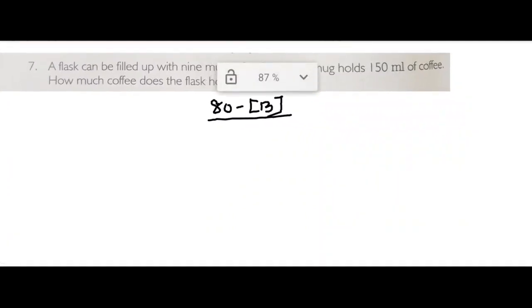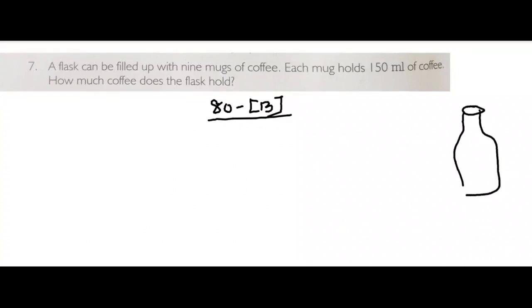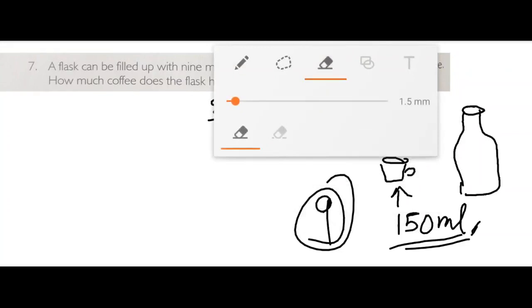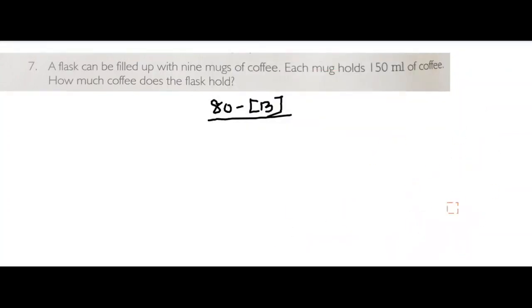A flask can be filled up with 9 mugs of coffee. So each mug can hold how many ml? Each mug can hold 150 ml of coffee. So how much coffee does the flask hold? It can be filled with 9 mugs of coffee and each mug holds 150 milliliters of coffee. So to find the total capacity of the flask, what we will do? Yes, we will multiply 150 with 9 because it can hold 9 mugs of coffee, right?